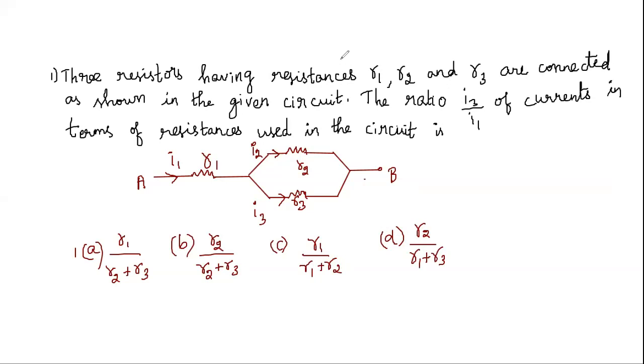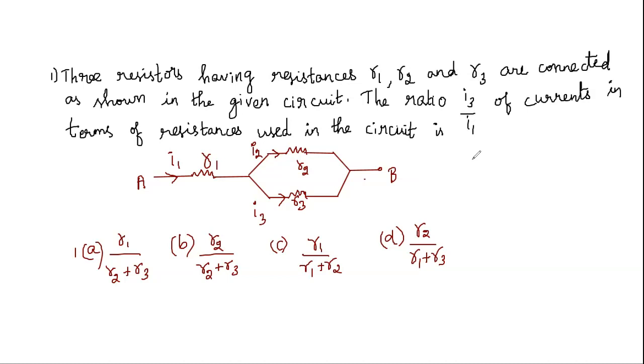So of course, this is I3 by I1. Let me write it again here. So the ratio of I3 by I1 you need to find out. Okay, this is the question, and let us see how we are going to solve this question.